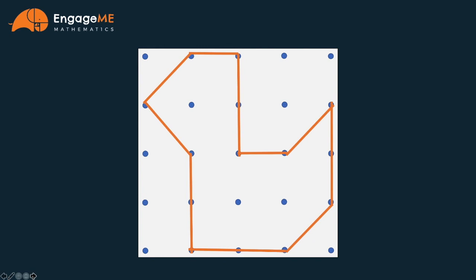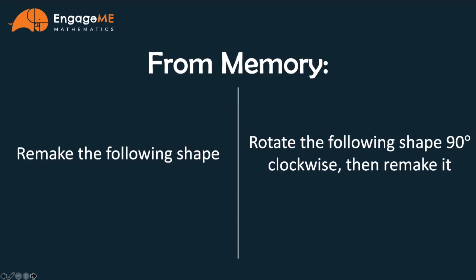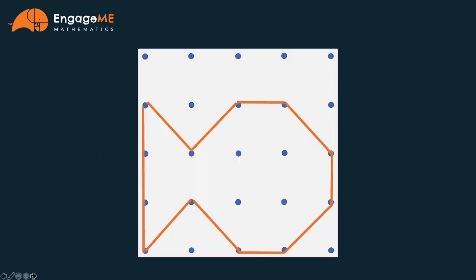Let's now have a look at the next shape. Once again, you can either choose to remake the shape that I'm about to show you, or in your mind you can rotate the shape 90 degrees clockwise and then try and remake it. Are we ready to check it out?